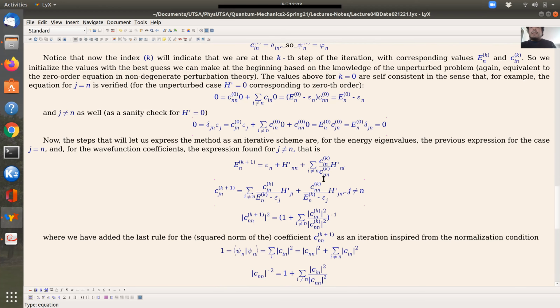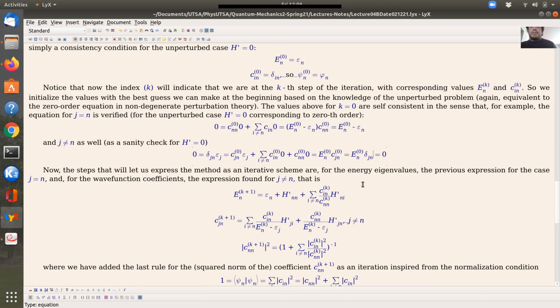So now this is where I present the formulas that are going to let us iterate from one step of the iteration to the next one. Meaning that we advance from the initial guess to the first step of the iteration. Having computed the first step, we go to the second, and so on and so on. And so these are equivalent actually to the formulas that we found before.